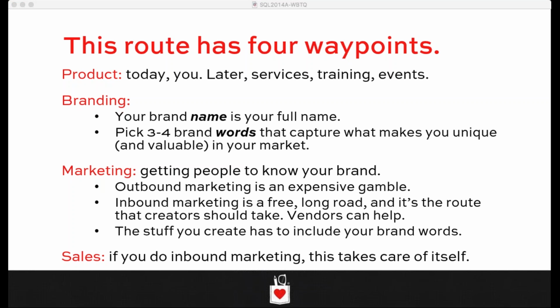Another question, should I open my company as an LLC or S Corp? Yeah, this is a great question for U.S. people. You want to talk to a lawyer and or an accountant.